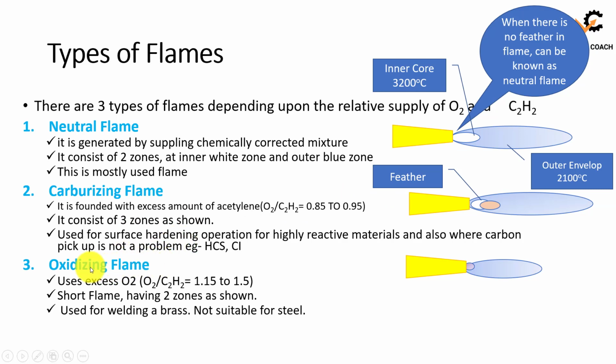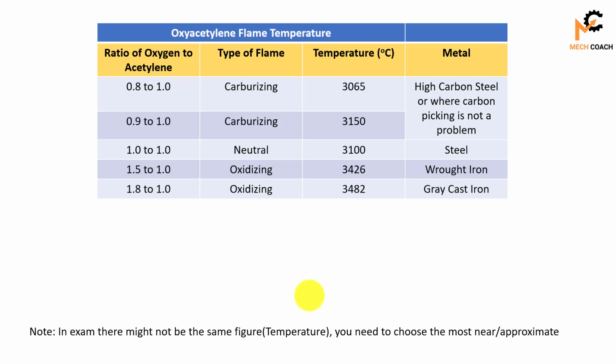And the third flame is the oxidizing flame. In this we use an excess amount of oxygen. Check the ratio here. This flame has two zones, as shown. This flame is mostly used for welding brass, but not for steel welding. In this slide, I have mentioned the particular ratios. This is important from an exam point of view. Check it out and note it down.